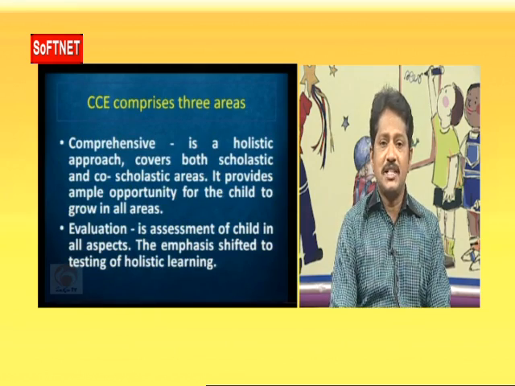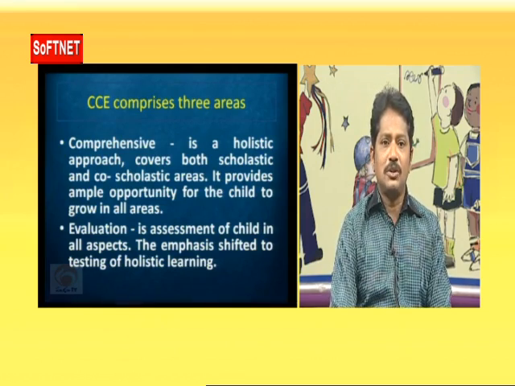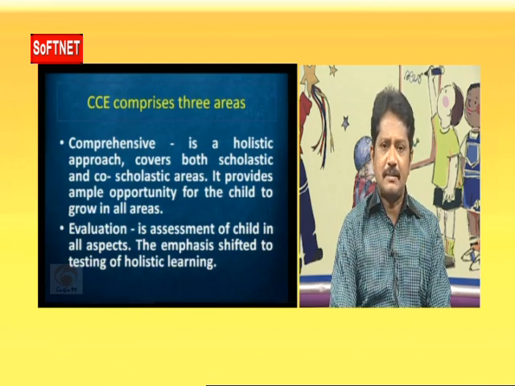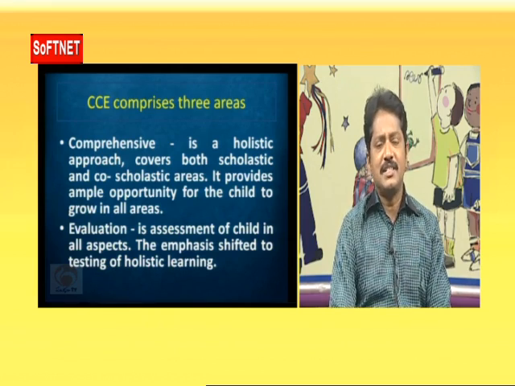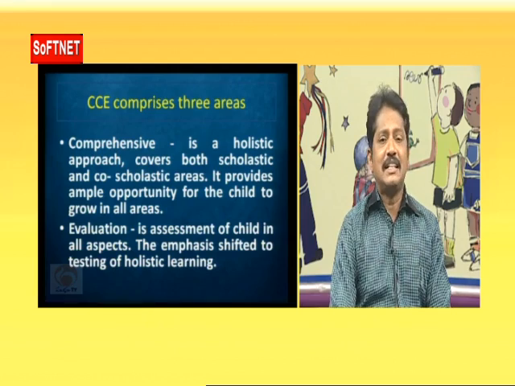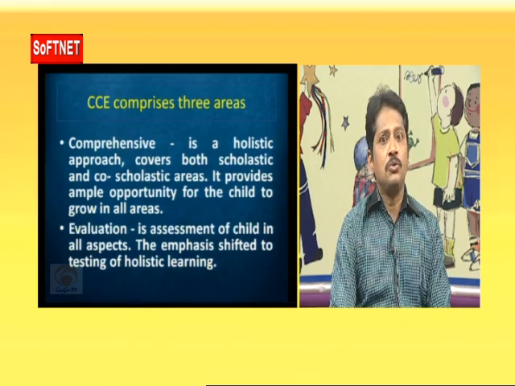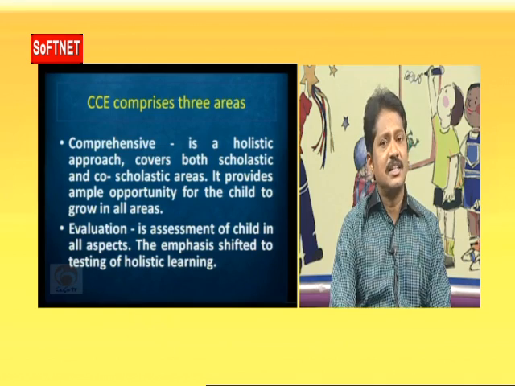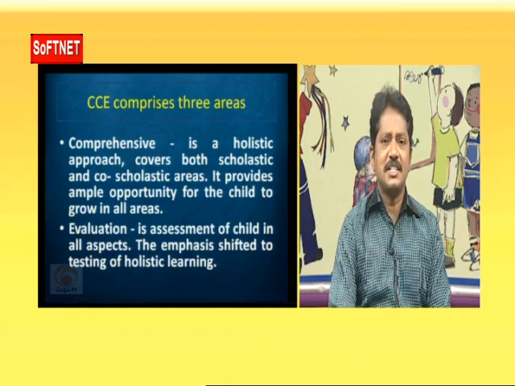Now, coming to the next one, comprehensive. You know that comprehensive is a holistic approach that covers both scholastic and co-scholastic areas. It provides ample opportunity for the child to grow in all areas. Through curricular areas, whether the child is good in languages and non-languages, the teacher can assess. In co-curricular areas, he can understand whether the child has good social values, ethical values, social ethics, and whether he is good at art and culture education, because culture is very important.